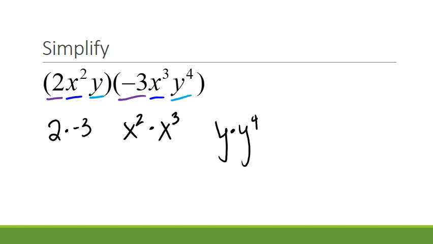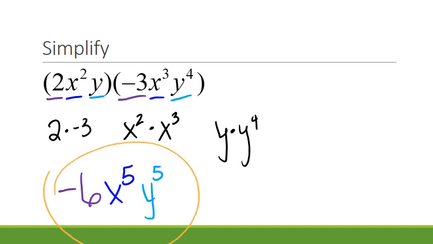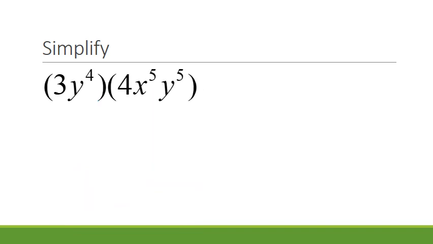Now you don't have to write this out every time, but I just wanted to show you what your thoughts should be. So to start, 2 times negative 3 brings me to a negative 6. An x squared times x cubed means I add the exponents. And y times y to the fourth means I add the exponents. So this is what I need to see as a final answer on a problem like this. All right, please pause the video at this time to write this problem down and solve it, and then we will check back with the answer.